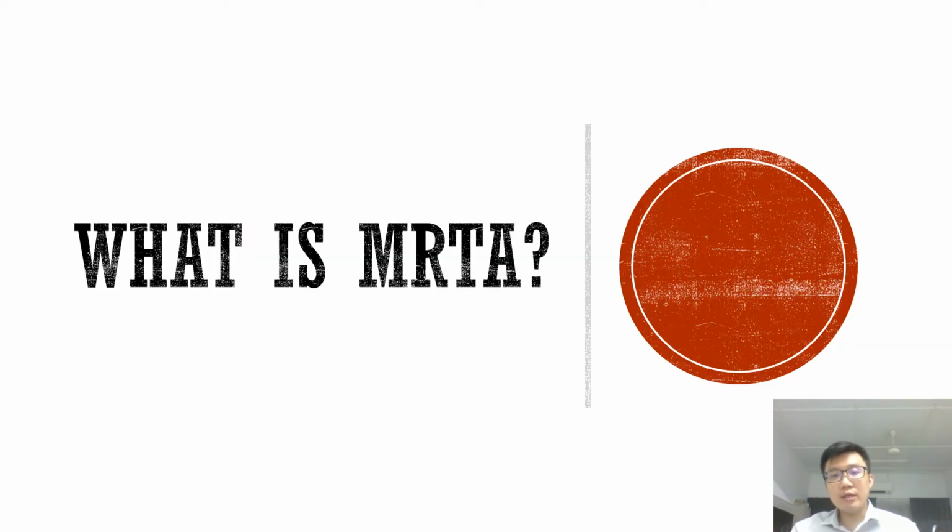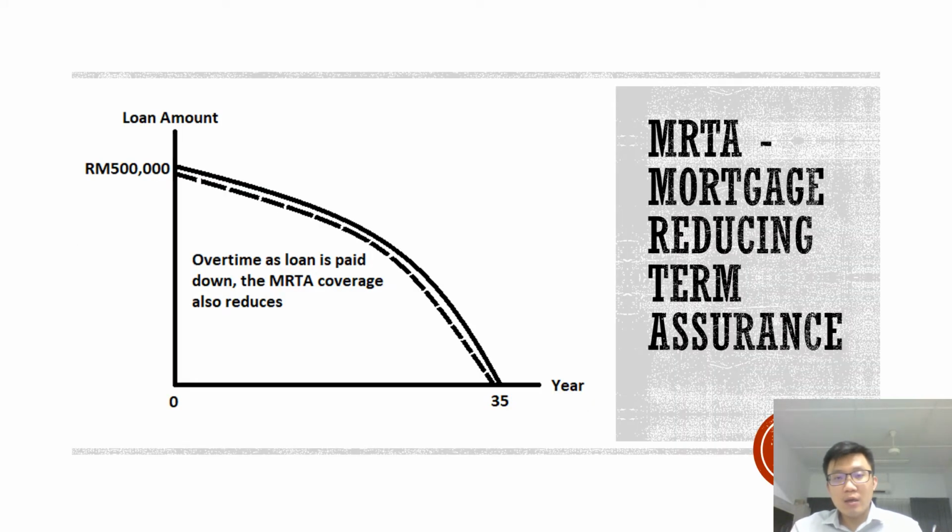So firstly, what is MRTA? Basically, this chart shows that over time, as your loan pays down over the years, let's say your loan is up to 35 years, the MRTA coverage also reduces according to your tenure.